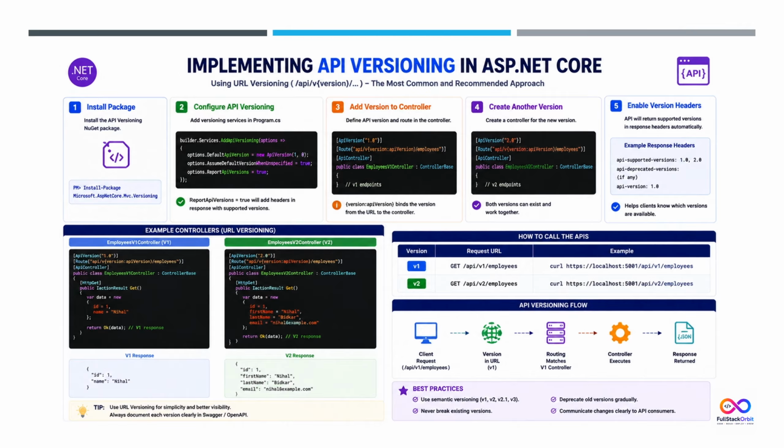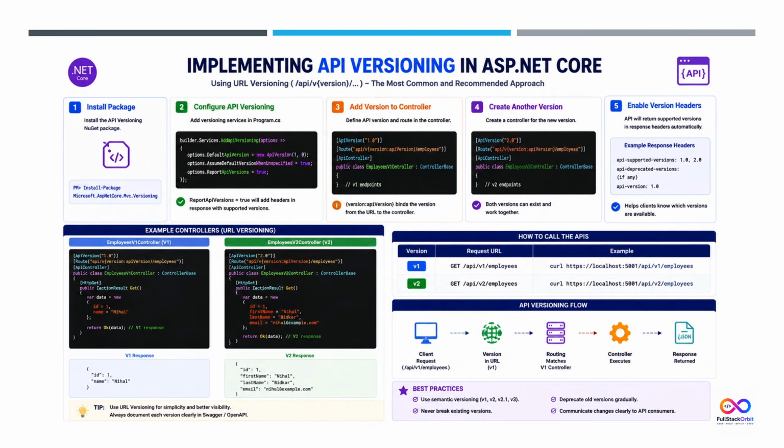Step 4. Create another version. Now suppose we need to introduce a new feature. Instead of modifying version 1, we create another controller, for example, version 2. Now both controllers exist independently. Version 1 continues serving old clients and version 2 serves new clients. This is the biggest advantage of API versioning.